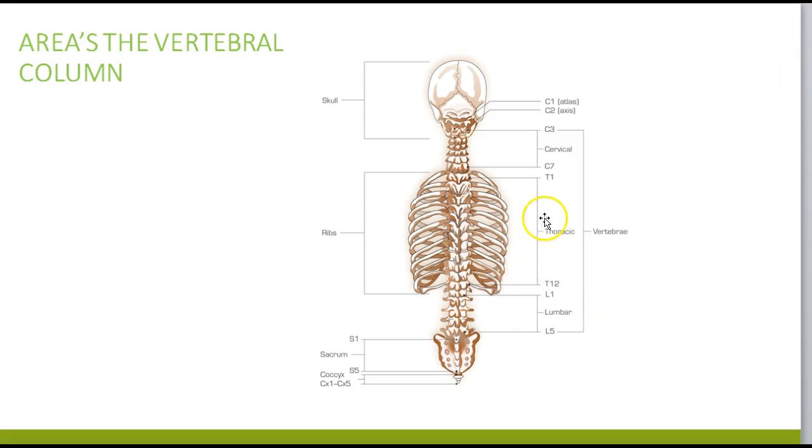If we go on to the thoracic part, we start with T1 here, which starts where the ribs are, and it goes through to T12. So we've got 7 in the cervical, 12 in the thoracic vertebrae. Then we have 5 in the lumbar.